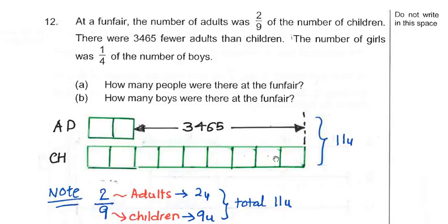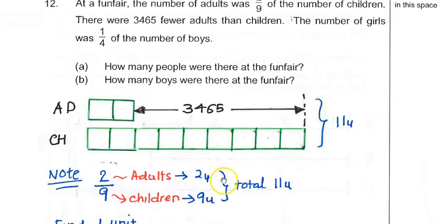Okay, but over here, just now I mentioned this. Why is there 11 units? If you put it into units itself, please take note that the total number of units is 11, because adults occupy 2, children 9: 1, 2, 3, 4, 5, 6, 7, 8, 9, 10, 11. That is the total.